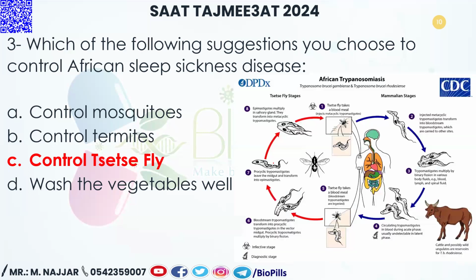That's correct. This is the life cycle of the trypanosome that is transmitted by the tsetse fly and causes African sleeping sickness disease.